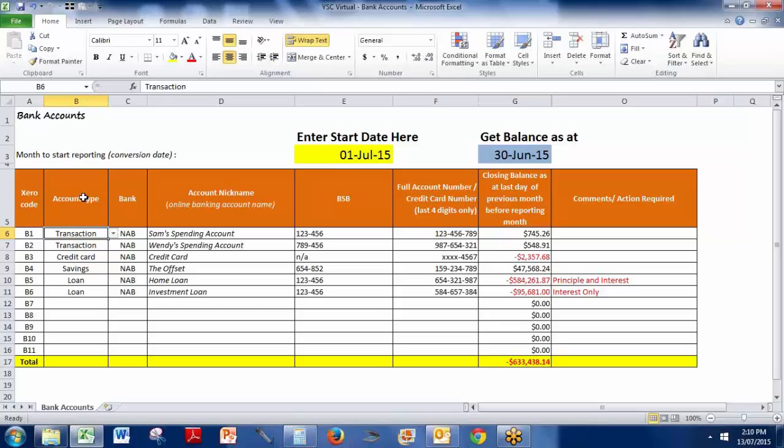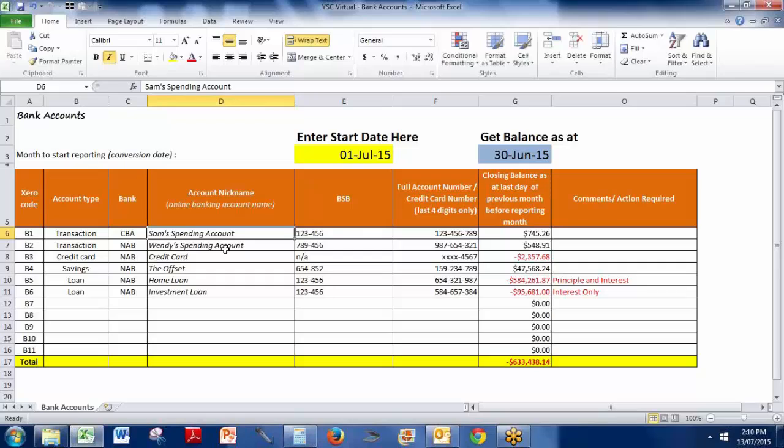Then just down here, you start to fill out. So for the account type, you put in if it's a credit card, savings, loan, store card, etc. So let's just say it's going to be a transaction account. Put the bank account, which is really important because then that flows through into Xero. So put the bank, and for the purpose of this example, we've just put NAB down, but it could be CBA.